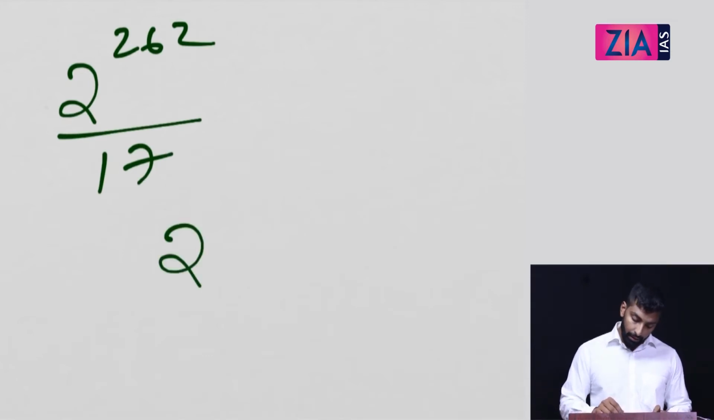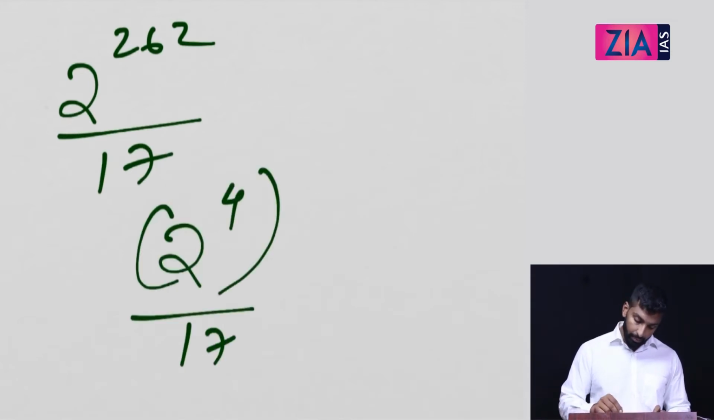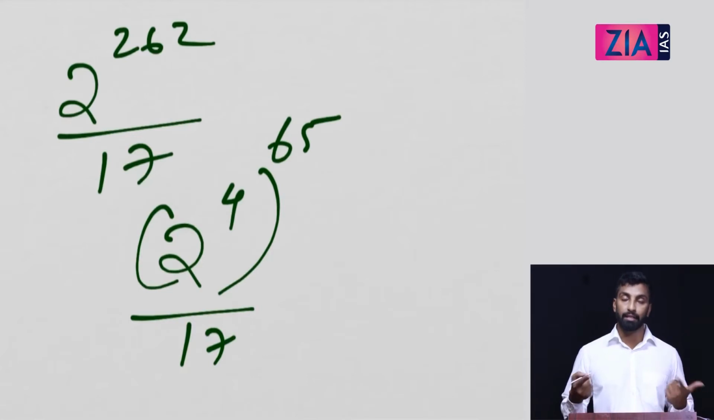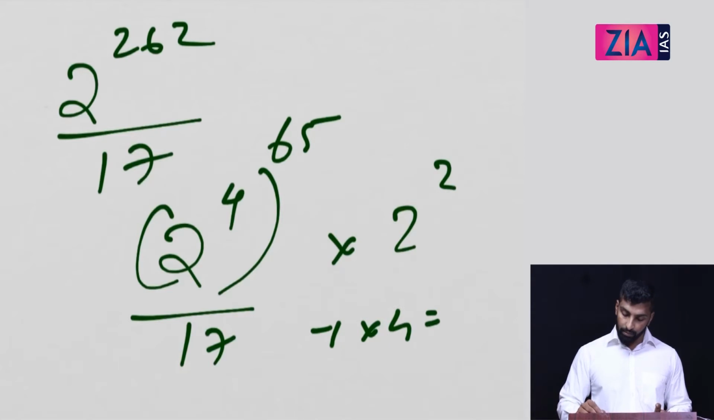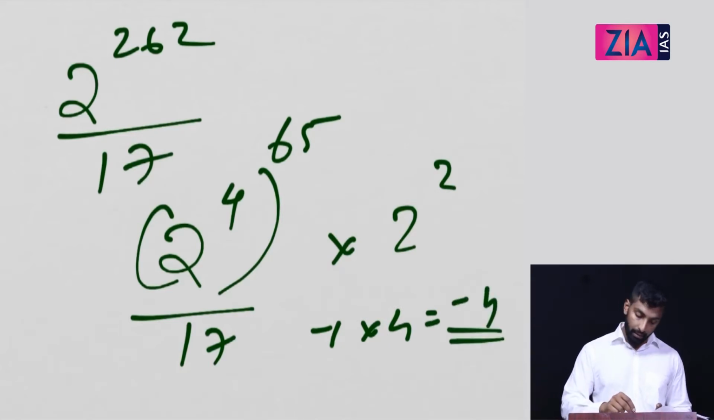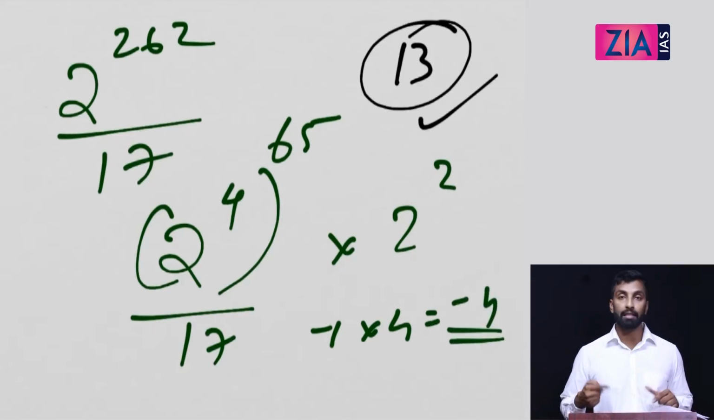So what if it was 2 raised to 262 divided by 17? Then you write it as (2 raised to 4) divided by 17, this will be 65 itself. Up to 260 is covered, into 2 square. Then -1 into 4, which is -4. Take the difference, you get 13 as your answer. So that's how you'll find any number.